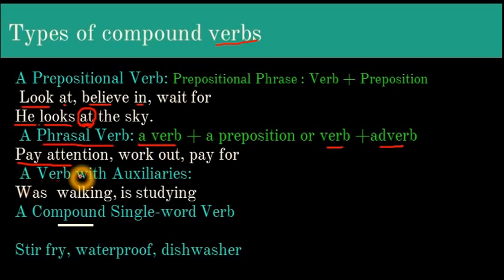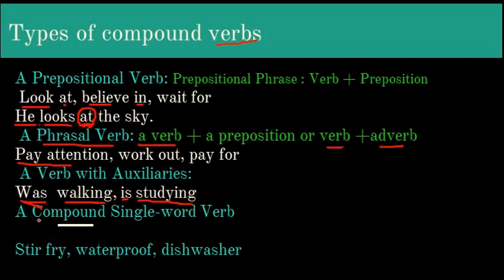Now, verb with auxiliaries. Auxiliaries or helping verbs are used together with a main verb to show the verb's tense or to form a negative or questions. The most common auxiliary verbs are have, be, or do. A main verb is also known as the base verb. For example, in this one, the first is the auxiliary verb, or helping verb, and studying is the main verb. It indicates the kind of action or condition taking place.